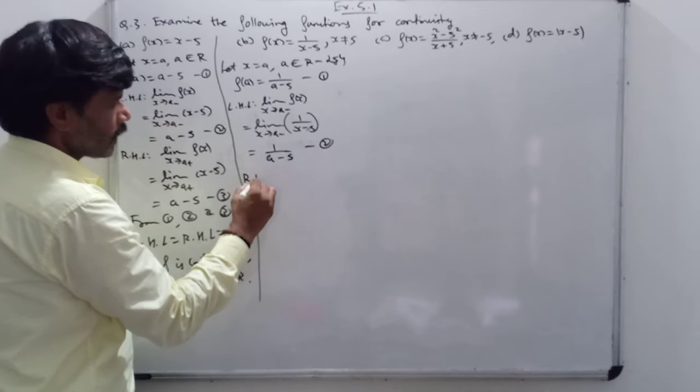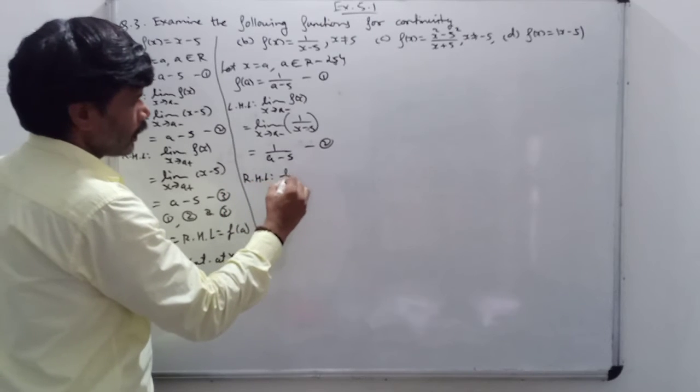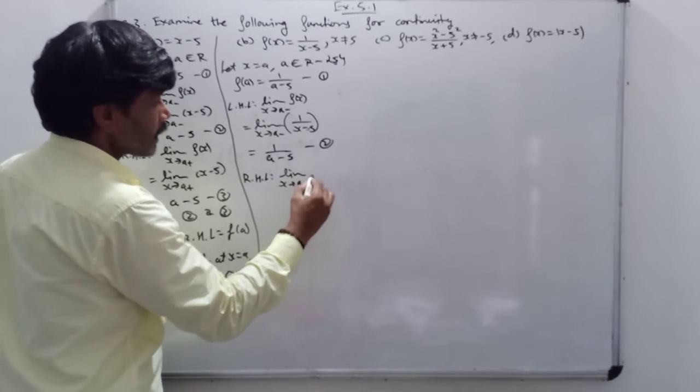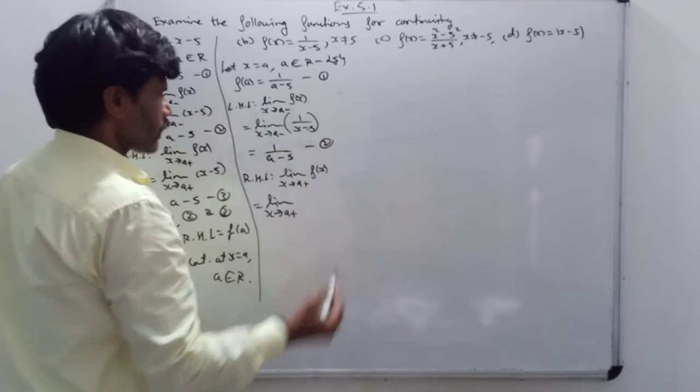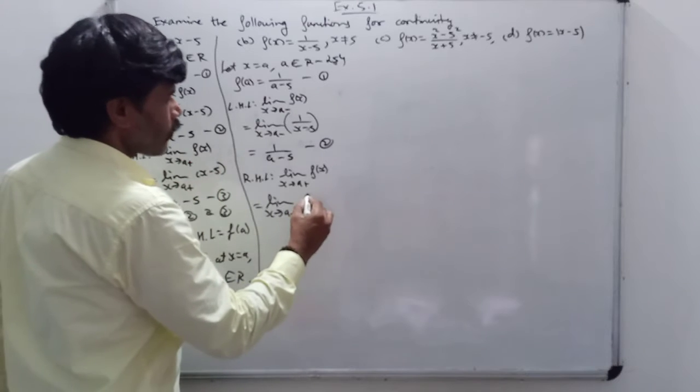Now you find the RHL, that is the right hand limit, limit x tends to a plus of f(x). That is equal to limit x tends to a plus of f(x). What is here? f(x), same, 1/(x − 5).